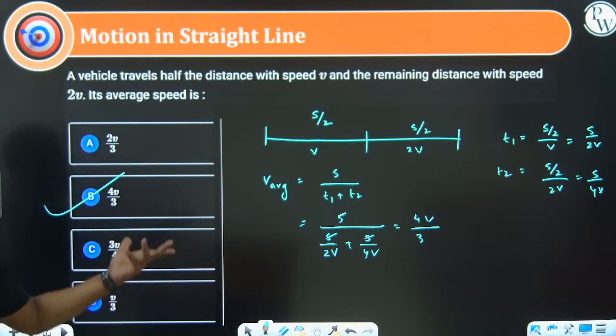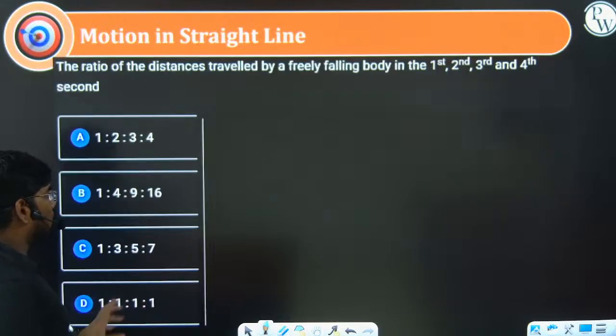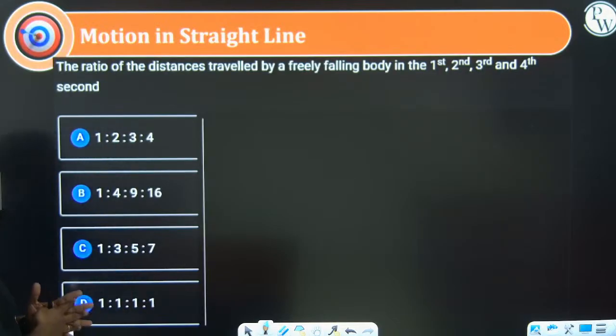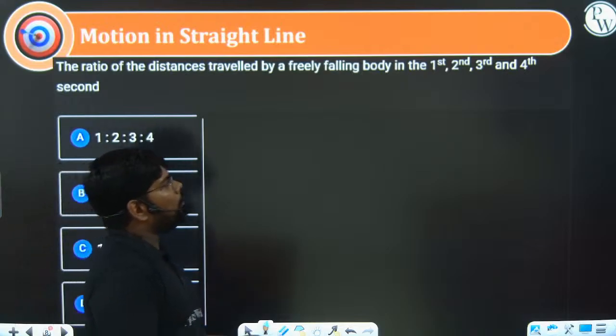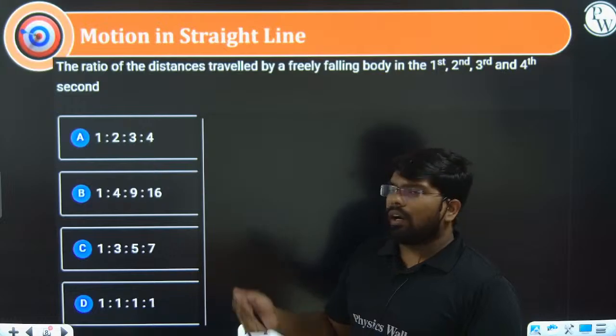Okay. So what is the thing we are doing? Nothing. Getting the marks easily. So kinematics, easy questions. Again, the ratio of distance traveled by a freely falling body in the first second, third second, fourth second, and so on.